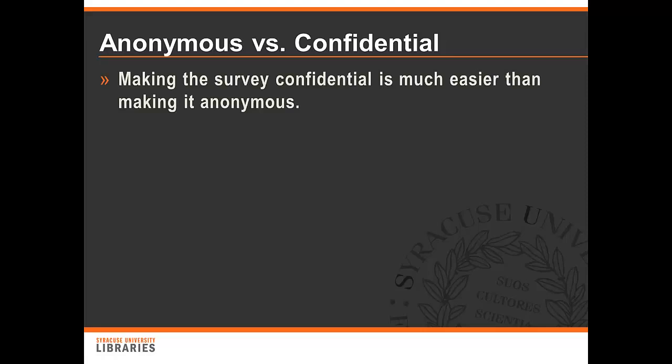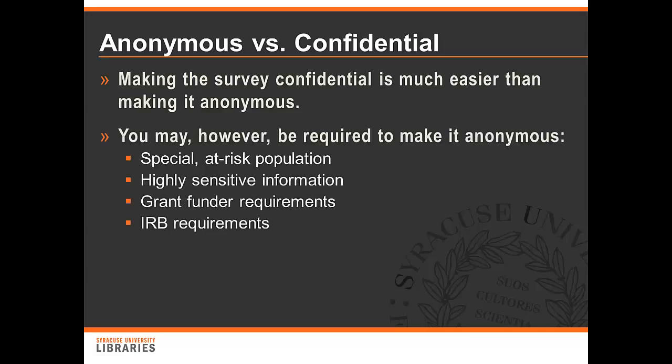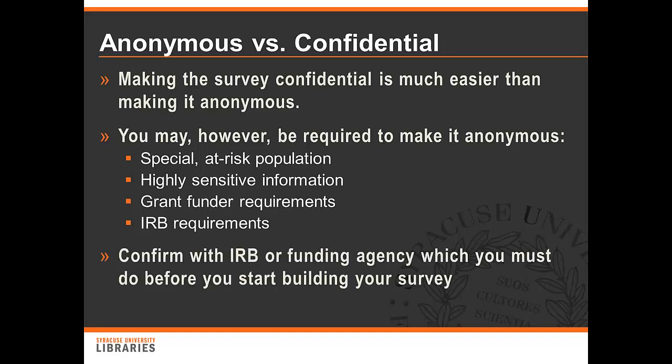Making the survey confidential is a lot easier than making it anonymous. Confidential is, for all practical purposes, the default for Qualtrics. You may, however, be required to make it anonymous because you're surveying a special at-risk population, or you might be asking for highly sensitive information, or the grant funder, or IRB, simply requires it. You need to confirm with the IRB or funding agency whether your survey needs to be anonymous or confidential before you start building your survey.